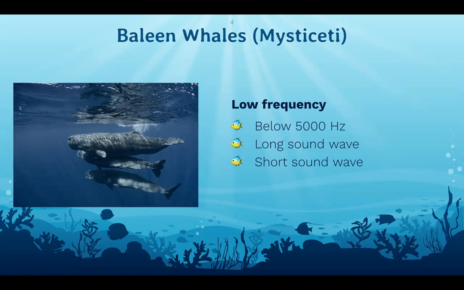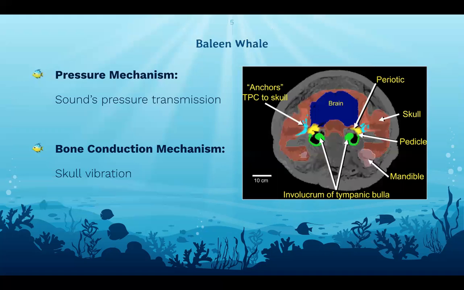Baleen whales communicate mainly through low-frequency acoustic signals, which are mostly below 5 kHz. The advantage of low-frequency sound is that it can be heard over long distances. By significantly reducing the amplitude of the vocalization rate, baleen whales can minimize the risk of predators eavesdropping on the sound. For short sound waves, baleen whales let the sound pressure transmit through soft tissue, which is called the pressure mechanism. For long sound waves, they use a bone conduction mechanism activated by skull vibration.